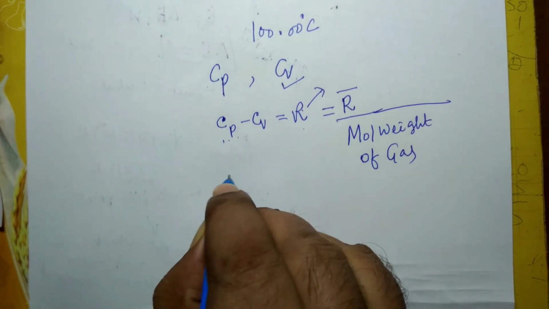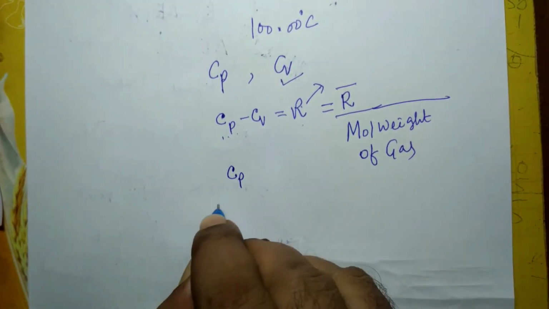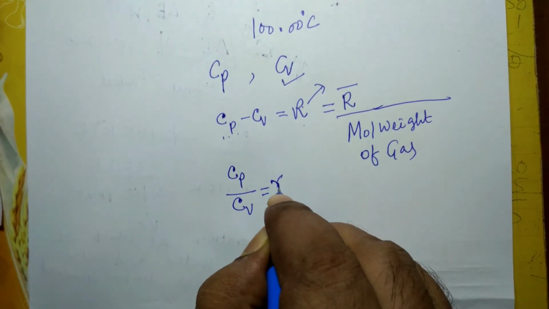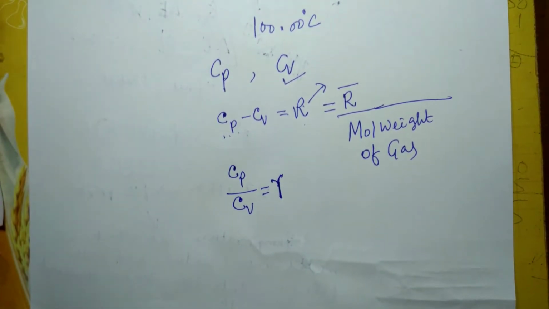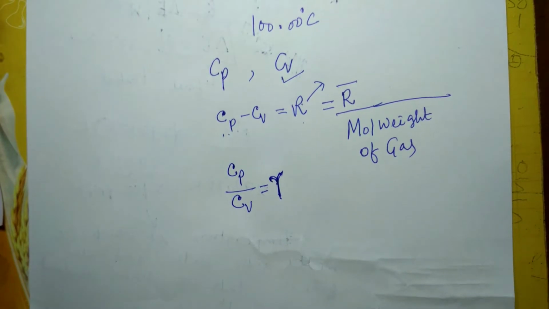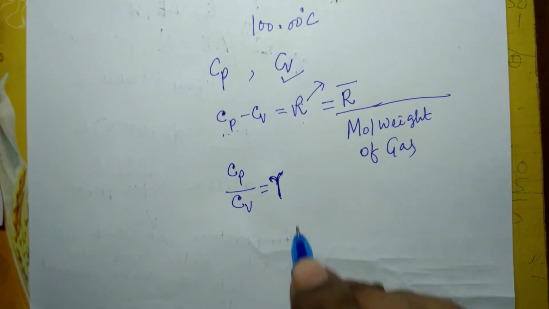And we know that the ratio of specific heats of an ideal gas is also a constant that is denoted by gamma, and sometimes it is also denoted by k. We will take it to be gamma, for example for air it is 1.4. So Cp by Cv is gamma.